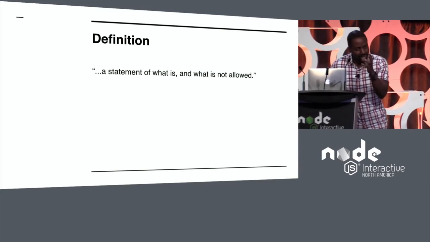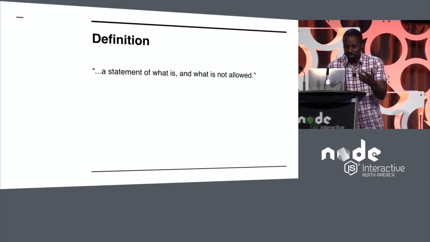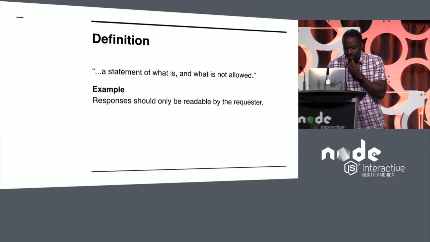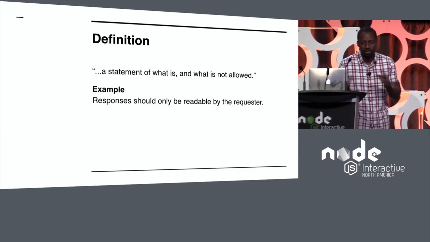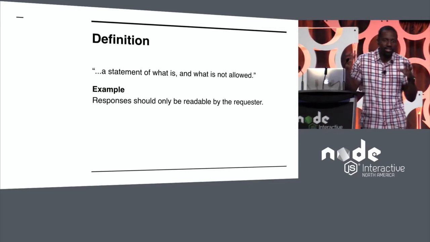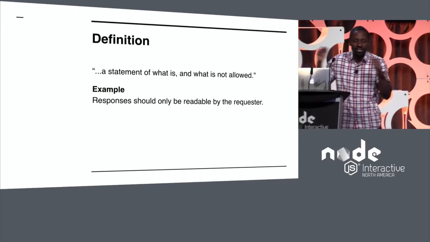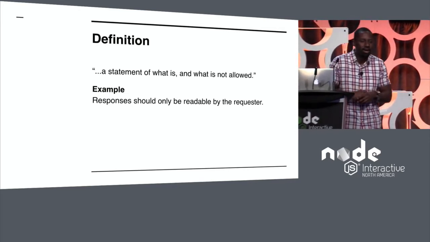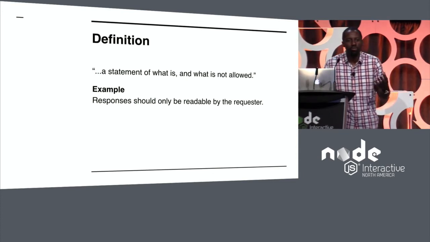But this is sort of the academic explanation of it. So concretely, it might look something like: responses should only be readable by the requester. So the server and the user agent make sure that only the user agent and the server can read the request. You might have a variety of mechanisms for doing that, one of which might be encryption.